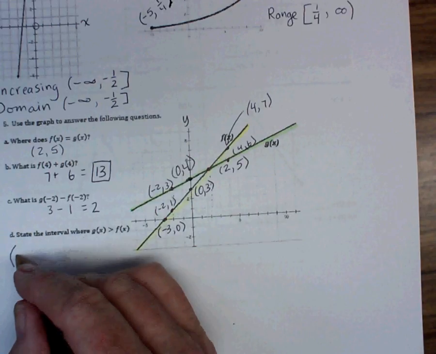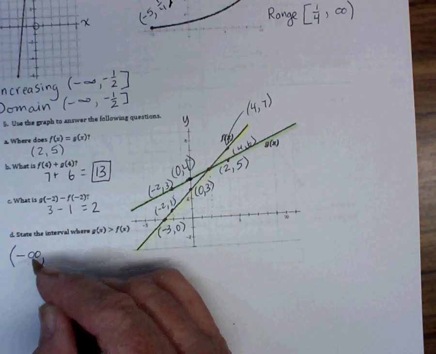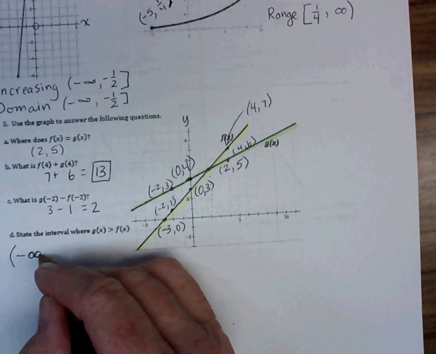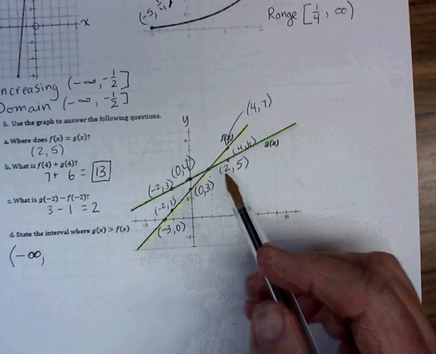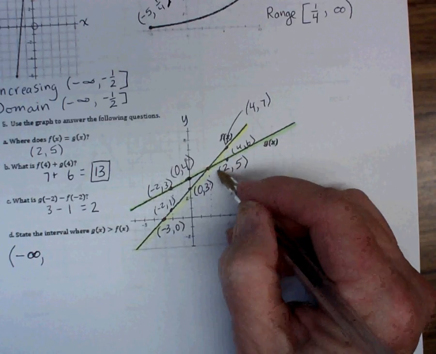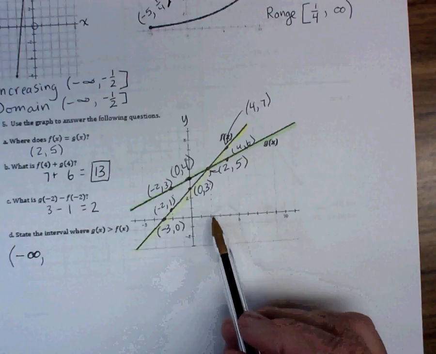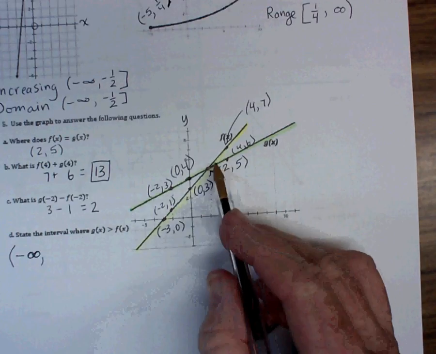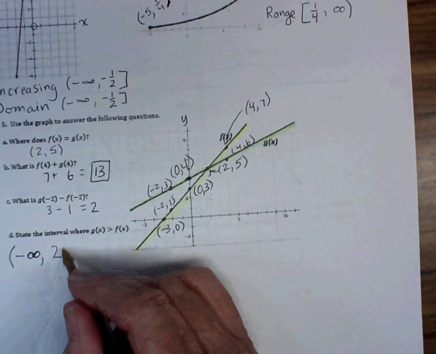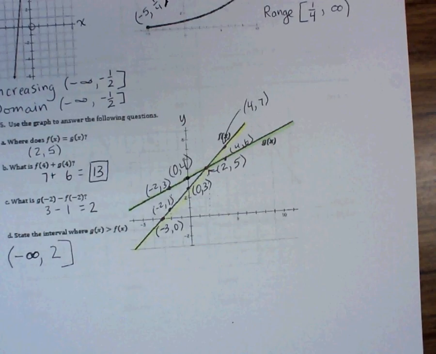So that's -infinity. Sorry, I can't make a good infinity symbol. And where did I say they crossed? At 2, 5. When they're asking me for the interval, they want to know the x value, so 2. Okay.